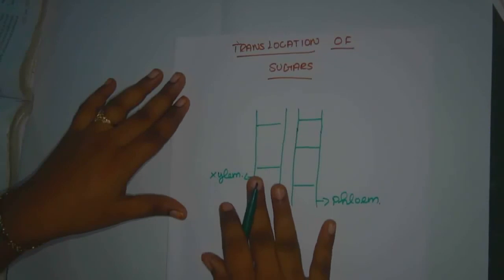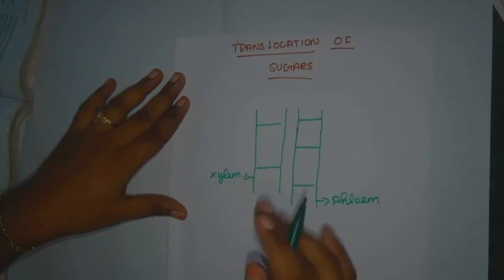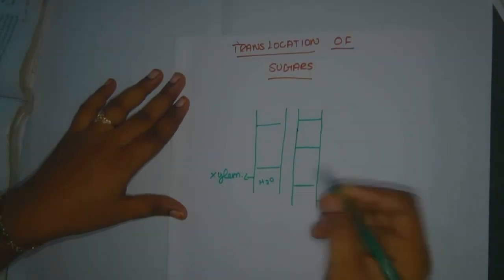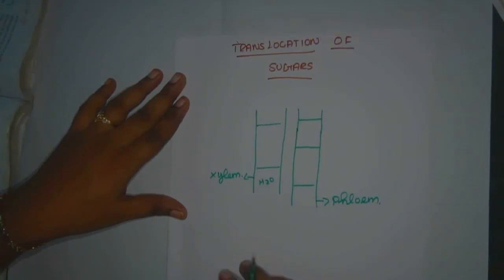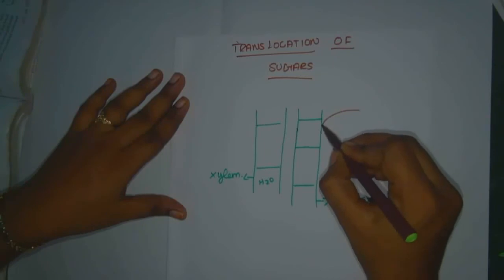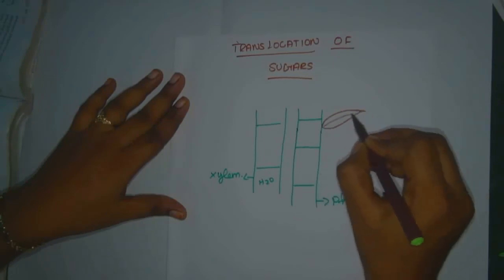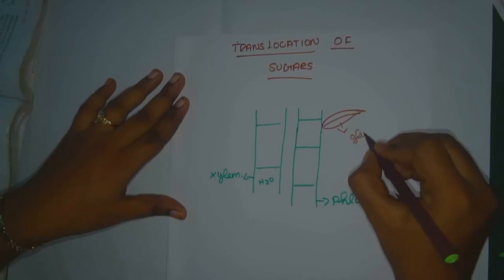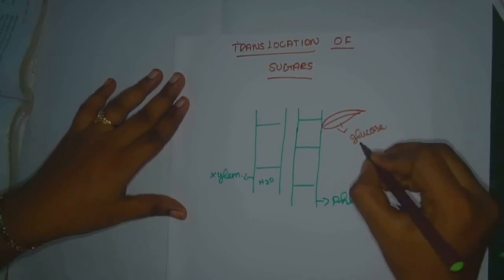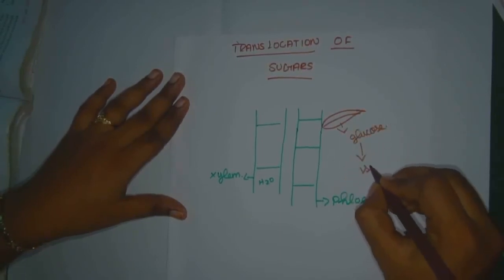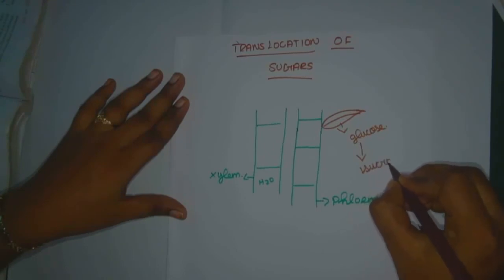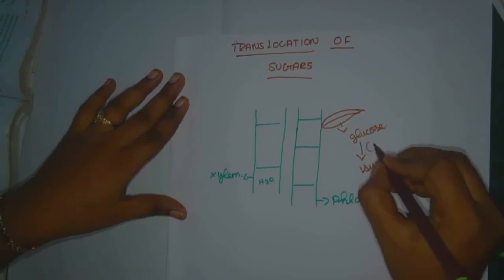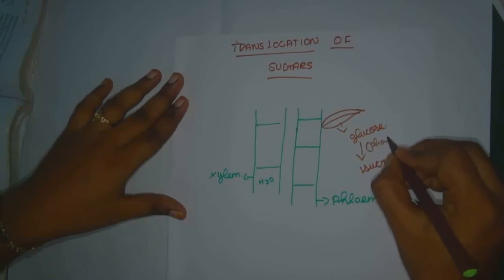Here the xylem helps to transport the water. Here the phloem helps to transport the food materials. Food materials are synthesized by the leaves. They are prepared as glucose, and it is converted into the form of sucrose at the time of photosynthesis.